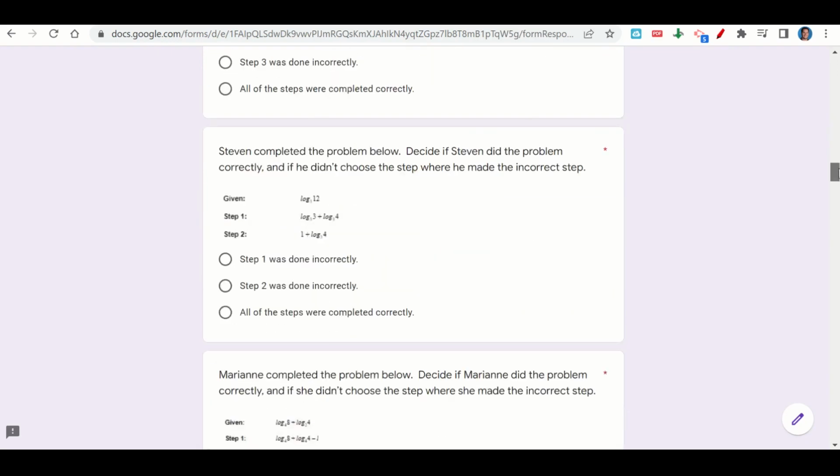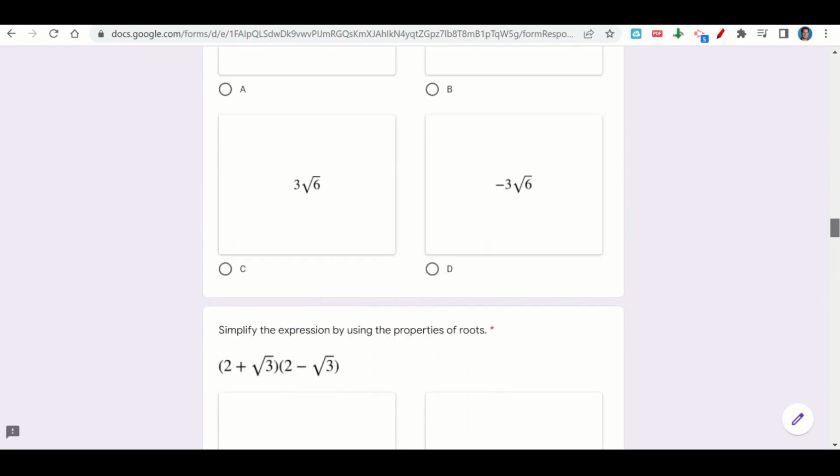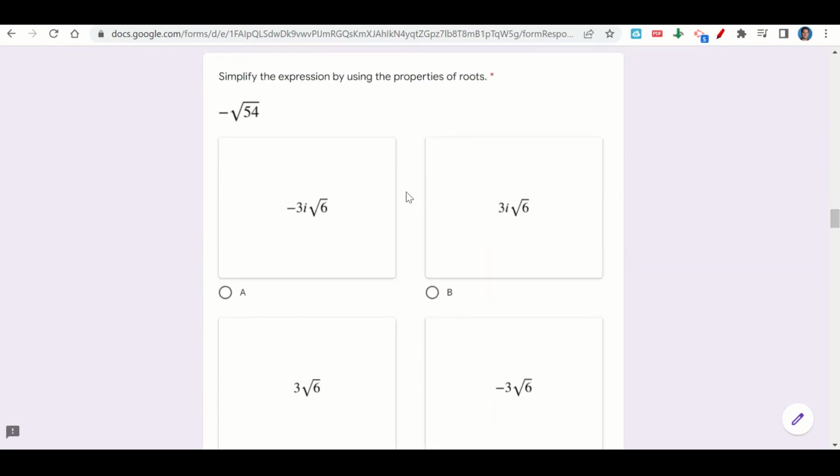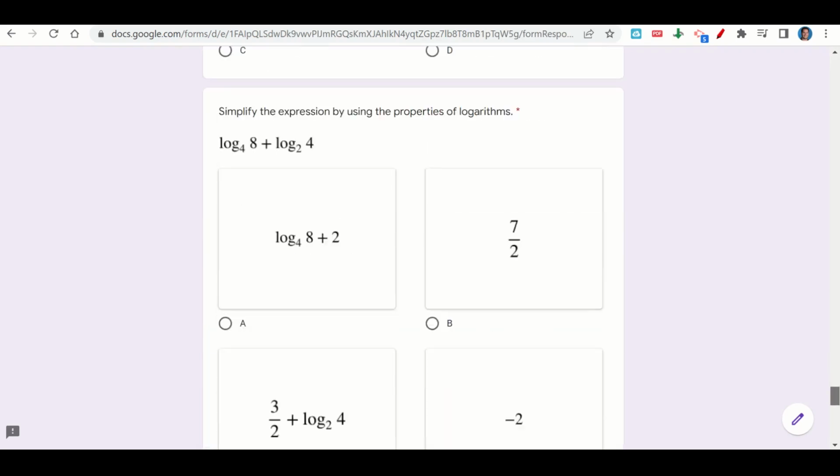And we'll continue to answer some of these questions. Then we're going to simplify some. So let's look at this one. It says negative square root of 54. Well, we should notice that square root of 54 is really 9 times 6. So we can pull out the 9, so that's negative 3 times square root of 6, which is this one here. So we'll continue to answer all of these questions until we get to the end.